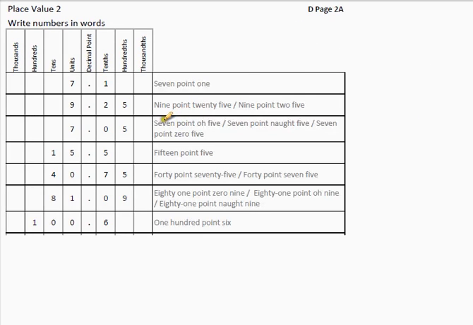Now just quickly note here, there's different ways to say this. You can say it's 7.05 in different ways, and all of them will be correct. Okay, pause the video to check.